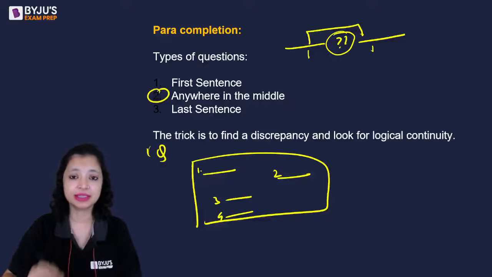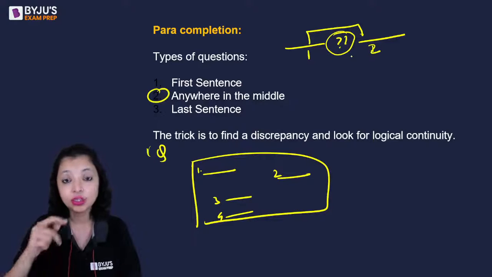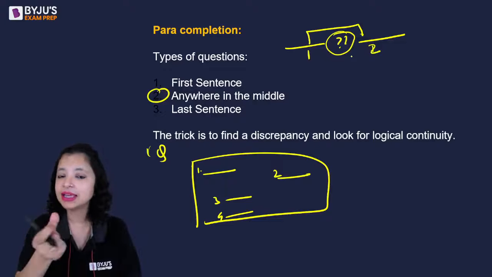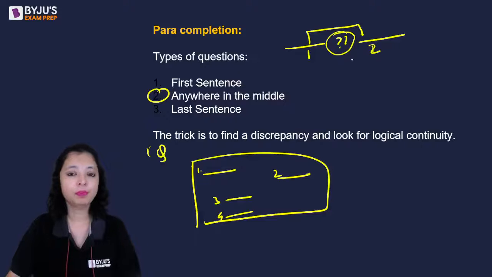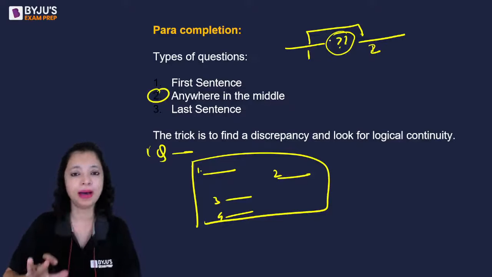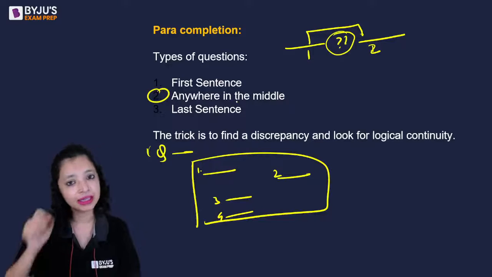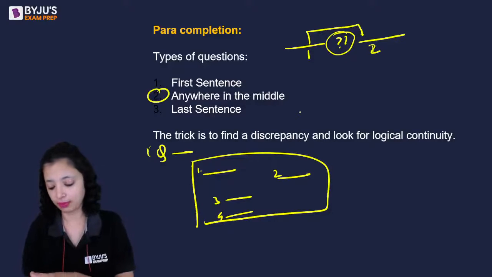What is a discrepancy? A discrepancy is when the first line talks about something and the second line talks about something else. There's an oddity in between. And when there's an oddity, probably the given statement could be a fit here. The easiest way to solve the second kind of para completion question is to follow these two techniques only. We'll discuss more about that.